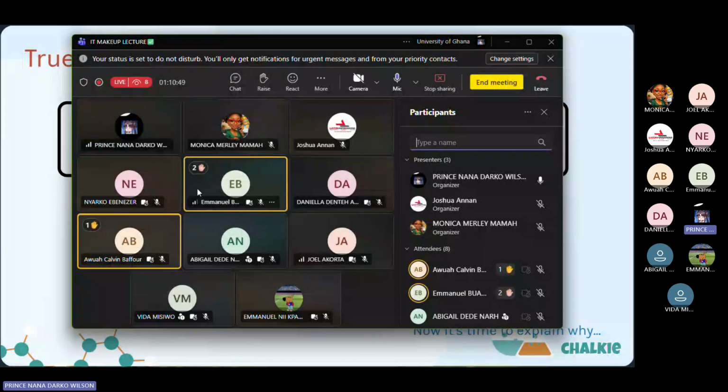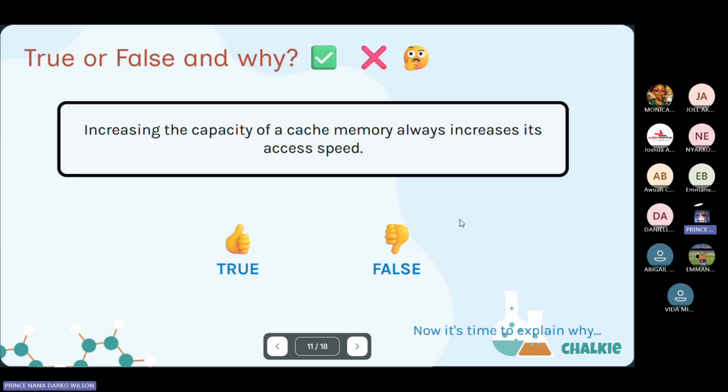Okay, so this leads me to believe that Mr. Ebenezer, Mr. Emmanuel and Mr. Calvin are following the lessons very closely. But the rest of us are following, but we are missing out on some details. So let's see what's happening here. Is this true or false?